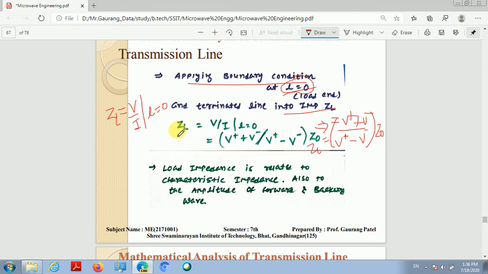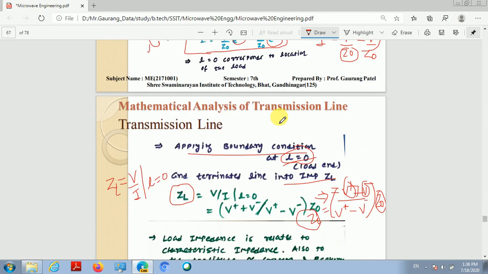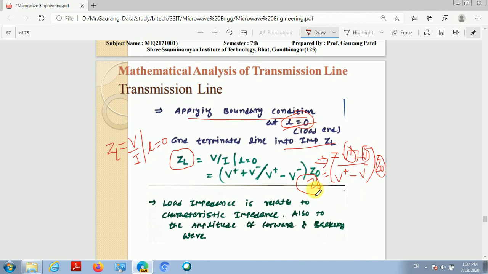Very important: you can see from this expression that the load impedance is related to the characteristic impedance Z naught, and it is also related to the amplitude of the forward and backward voltage traveling waves. V plus is the amplitude of the forward voltage traveling wave. V minus is the amplitude of the backward voltage traveling wave. So our load impedance, with which we have terminated the line, after applying the boundary condition L equal to 0, is related to the characteristic impedance Z naught and also to the amplitude of the forward and reverse voltage traveling waves.